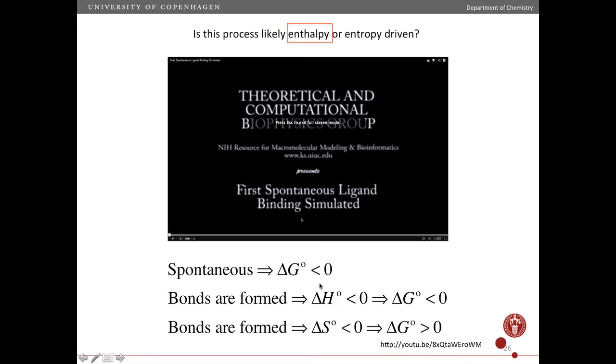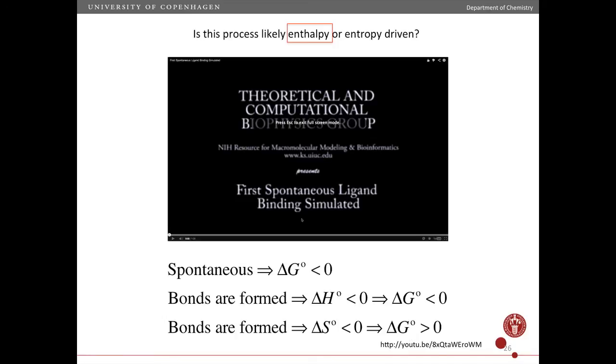So why is it negative? Well, bonds are formed, hydrogen bonds are formed in this case, so the enthalpy change will be negative, and all other things being equal, that will contribute to a negative standard free energy change. The bond formation means less freedom to move. You go from two particles to one particle, so the entropy will also decrease. But a negative standard entropy change will lead to a positive standard free energy change because you're multiplying it by minus T. So if delta H was zero, for example, then delta G standard would be positive.